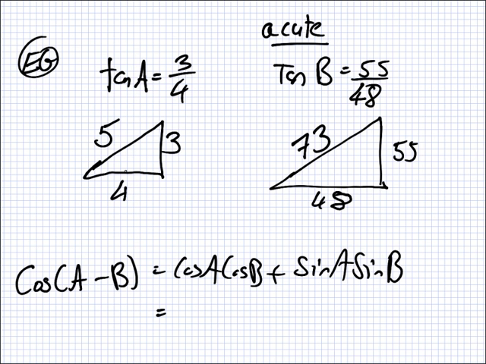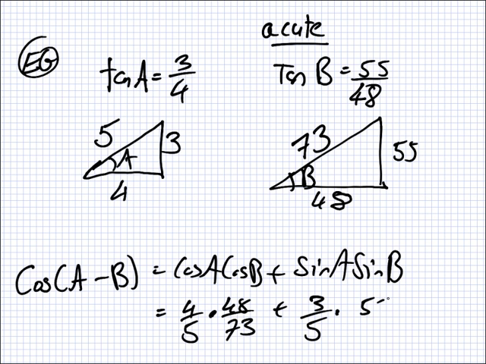Cos A, this is B. Cos A is 4 over 5. Cos B is 48 over 73. Sine A, 3 over 5. And sine B, 55 over 73.